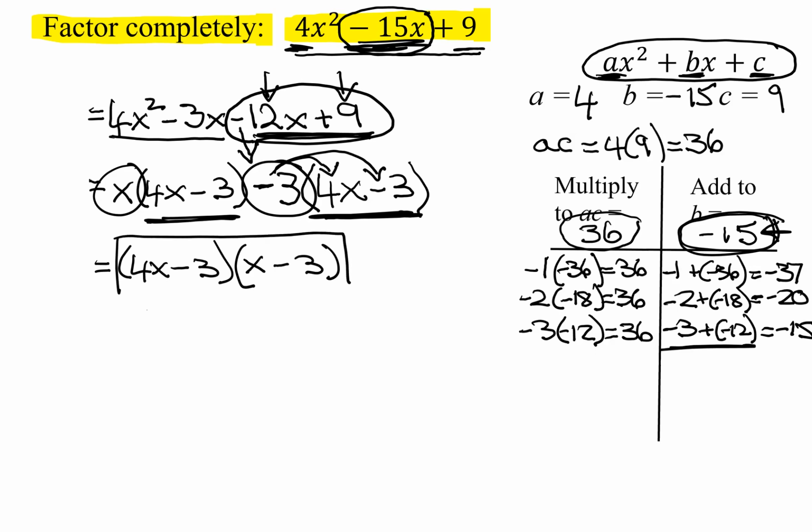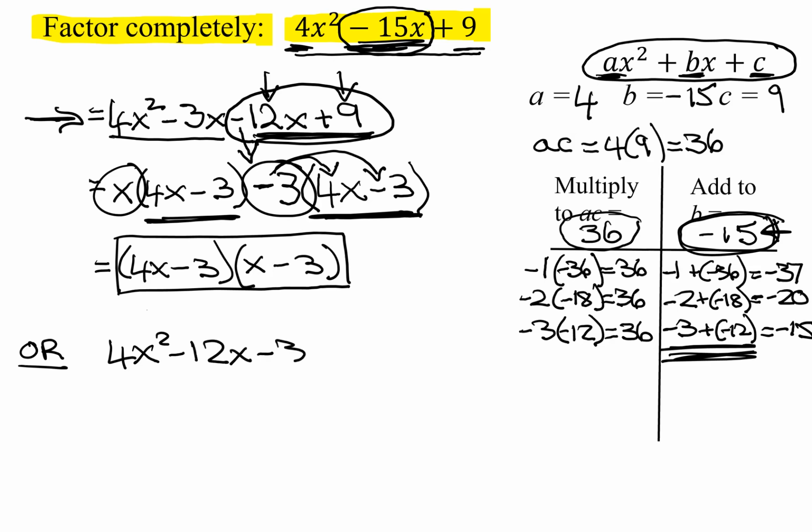Here is the answer. One thing I wanted to review at the end of this one, a lot of students ask me, what happens if I'd written my middle terms instead of negative 3x minus 12x, if I'd have written them the other way round? And what I mean by that is at this step here, if I'd have written 4x squared minus 12x minus 3x plus 9. Would it have given me a different answer? No. And I'm just going to write this out.